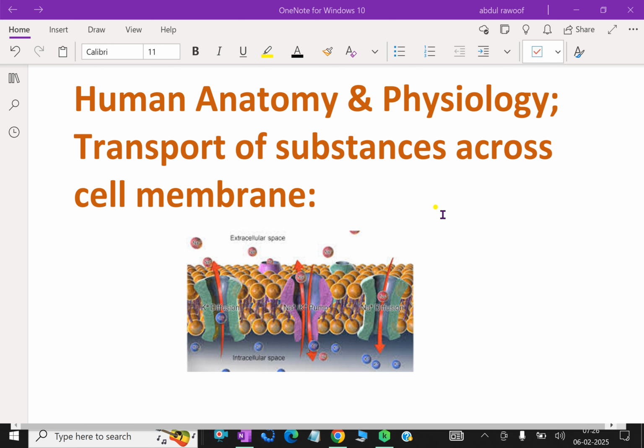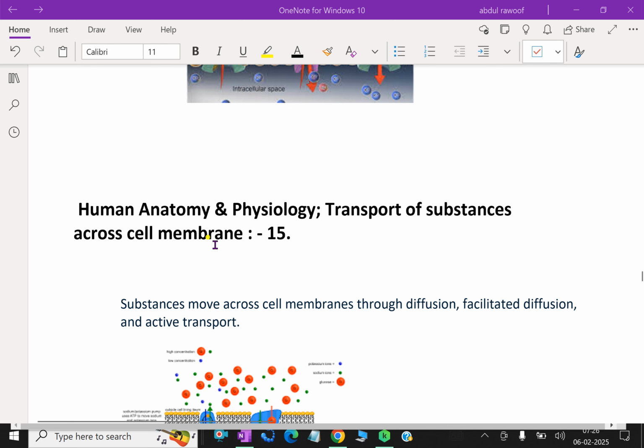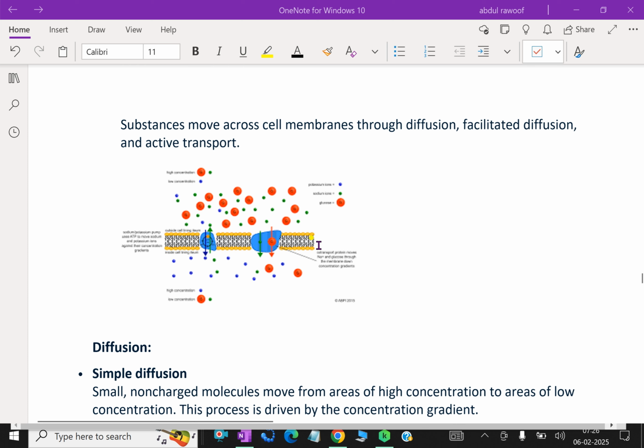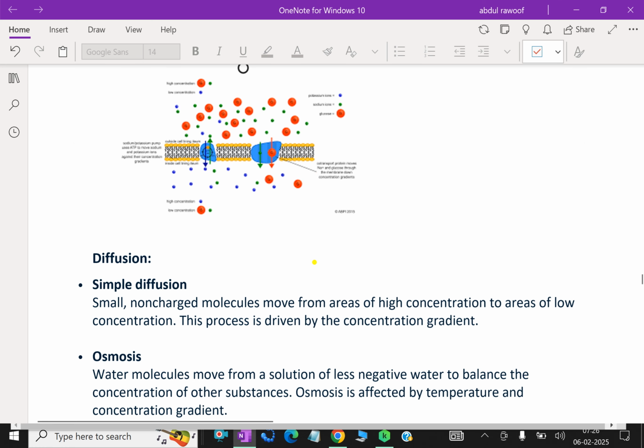Now we'll discuss further about that: transport of substances across the cell membrane. Substances move across the cell membrane through diffusion, facilitated diffusion, and active transport. We'll discuss one by one. First, diffusion.